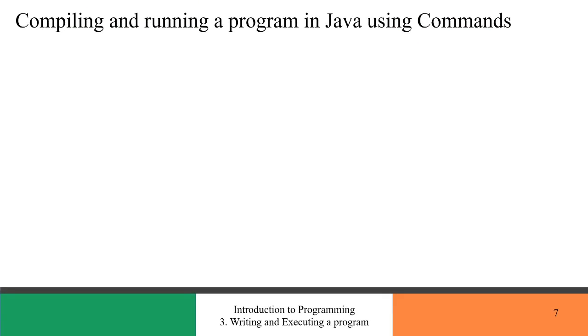Now let us go to the third method of compiling and running a program in Java using commands. Commands are the conventional way of running a Java application. We'll have a look at how to do it. The first step is to ensure Java is installed in the computer. To work with Java as a developer, JDK, Java Development Kit, needs to be installed.